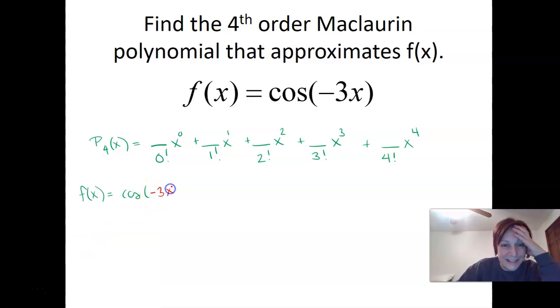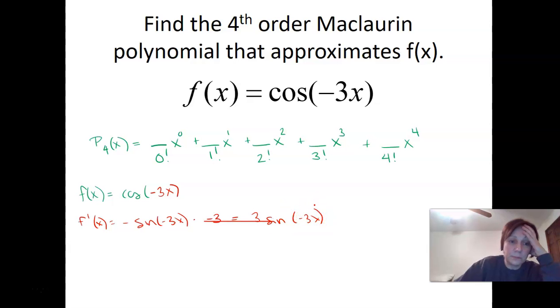Negative 3x. Okay, so when I take my first derivative, the derivative of cosine is, of course, negative sine, but don't forget the baby. So this ends up being 3 sine negative 3x. My second derivative of sine is cosine. I have to chain rule a negative 3 again, so I end up with negative 9 cosine negative 3x.